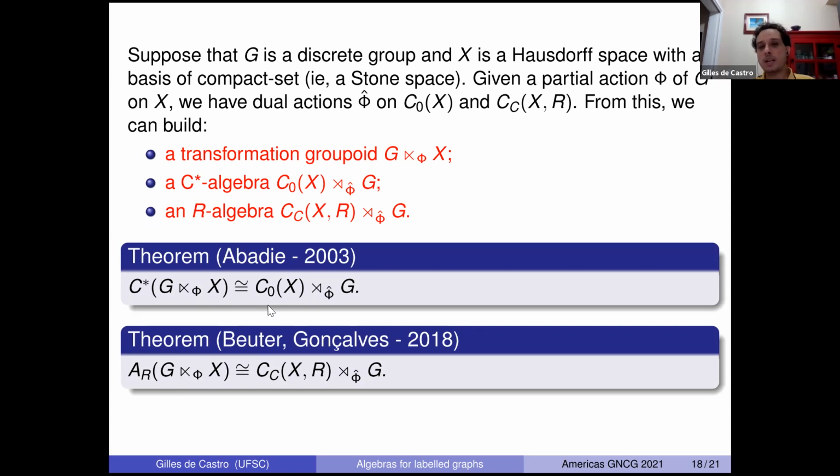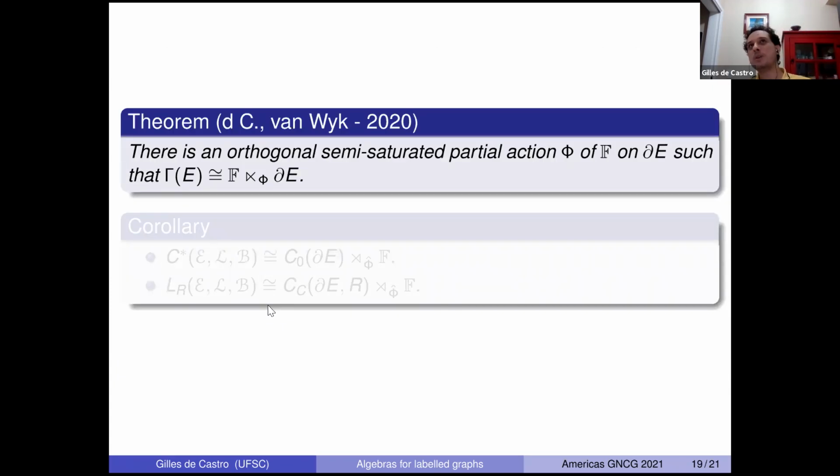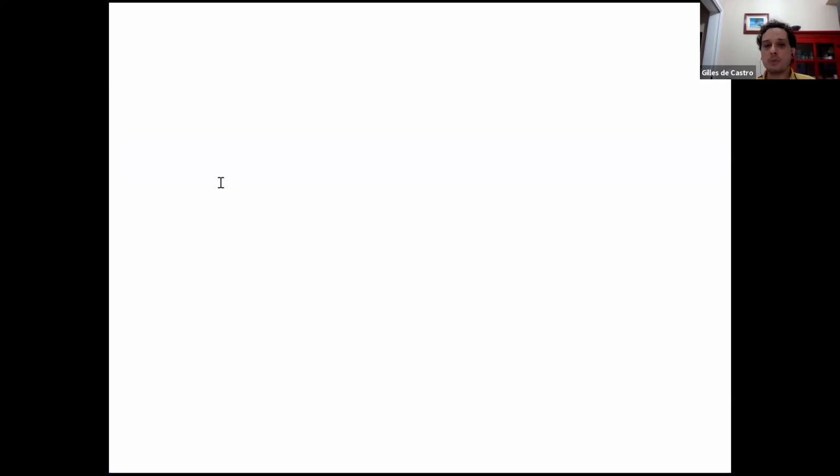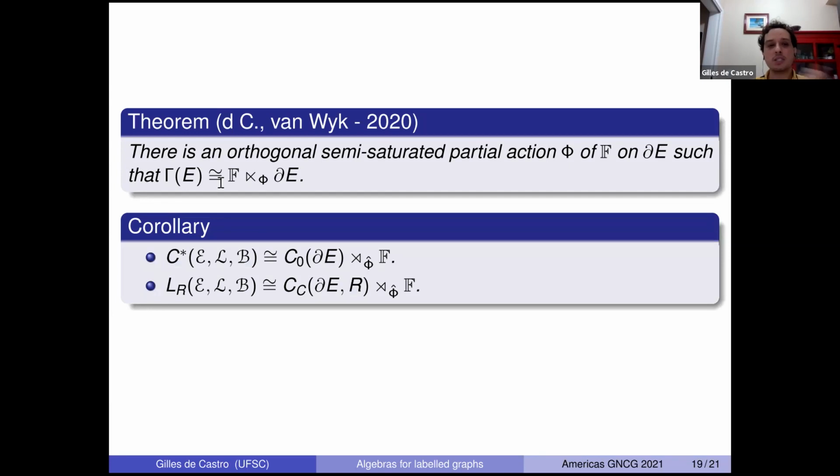And then we actually showed that there's a way of building an orthogonal semi-saturated partial action of the free group on the boundary path space of that topological graph. Actually, we did it for the space that we got from the inverse semigroup, because they are isomorphic. We can consider this on that space that I explained, in such a way that the transformation groupoid of this partial action is exactly that boundary path groupoid that I had before. As a consequence, I can describe both the C*-algebra and the Steinberg algebra of the labeled space as crossed products as well.